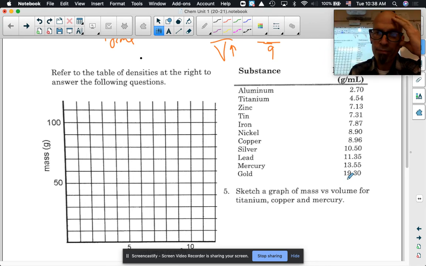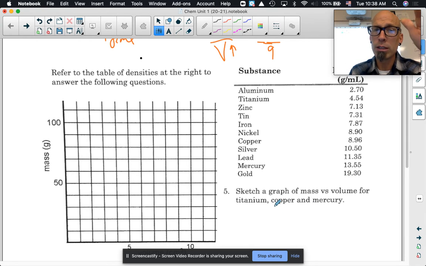Now, this says to sketch the graph. I'm not going to have you do this. I just want to show you how you think this through. Sketch a graph of mass versus volume for titanium, copper, and mercury. Well, let's just look at titanium real quick. Well, no, let's look at copper because I think it's going to be an easier number to use. I'm just going to say that copper's density is about 9. So if you look here, it's 8.96.